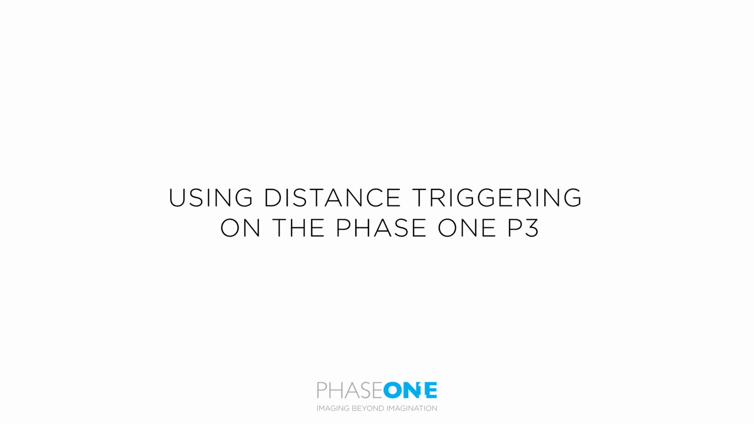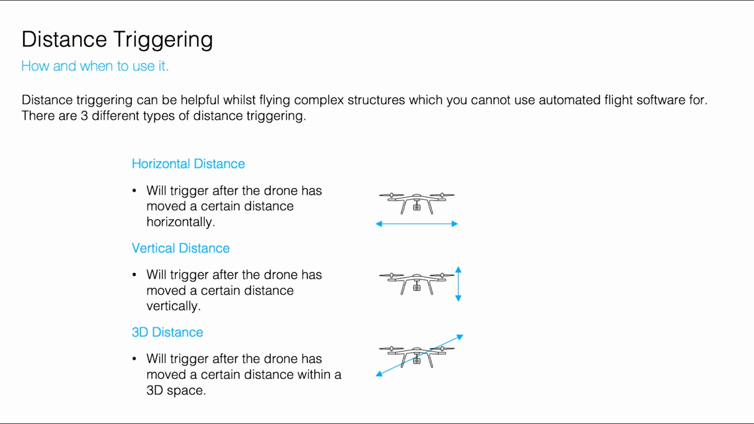In this video, we'll look at using the distance triggering on the P3 payload. Distance triggering can be helpful while flying complex structures, which you cannot use automated flight software for. This allows you to collect consistent imagery based on a defined distance.